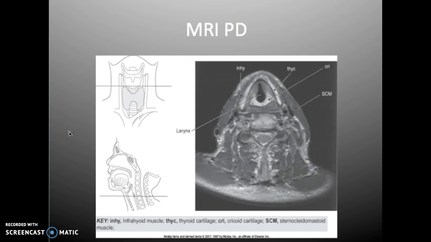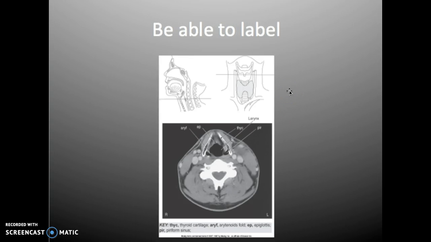All right, this is a proton density axial MRI. Infrahyoid muscle, we have your thyroid cartilage here and your cricoid cartilage in the back with your larynx. And sternocleidomastoid muscle is this one right here. Looking here, we have your thyroid cartilage, that's kind of the V. You have your epiglottis, you have your piriform sinus on either side with your larynx there in the middle.